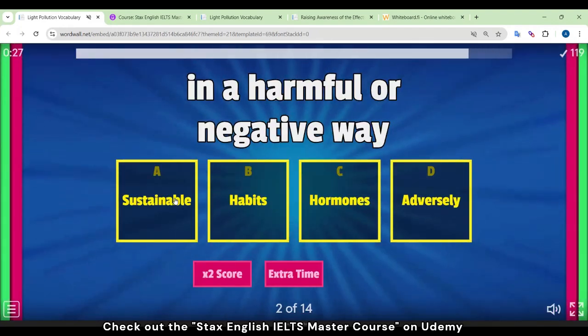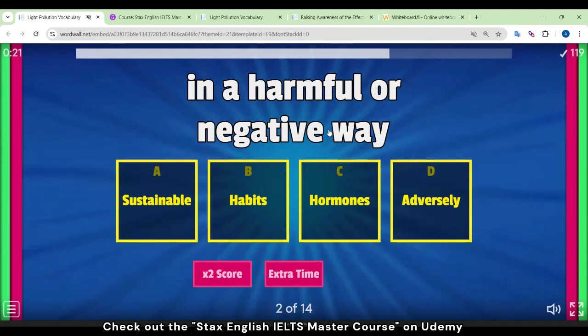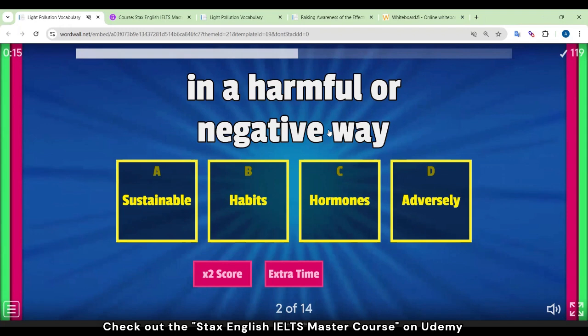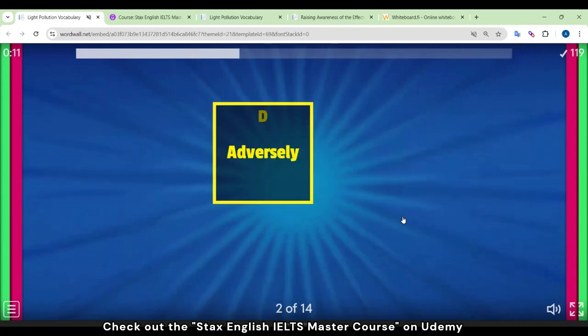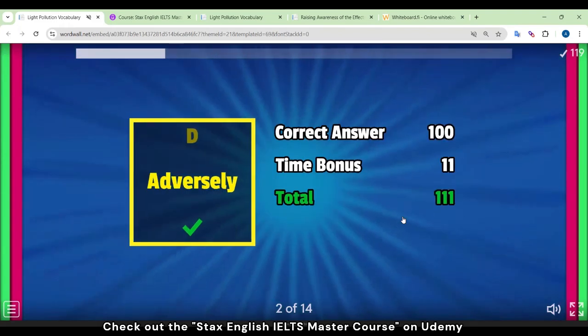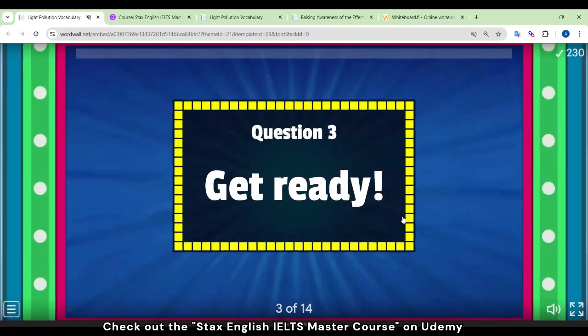So this time you have in a harmful or negative way. So we've got sustainable, habits, hormones, or adversely. So when something is done in a harmful or negative way, I think it's adversely. Adversely is right. Very good. So when something is done adversely, it's done in a bad way, in a negative way, a dangerous way, or a harmful way.